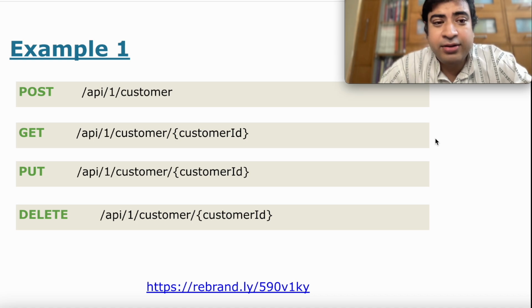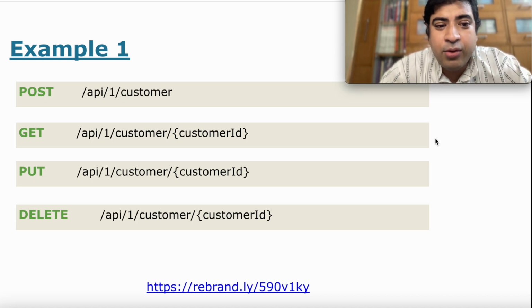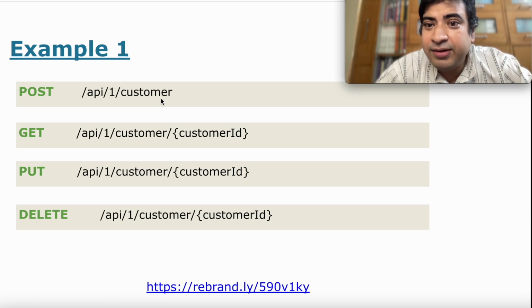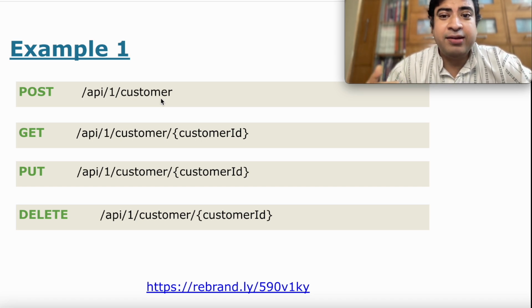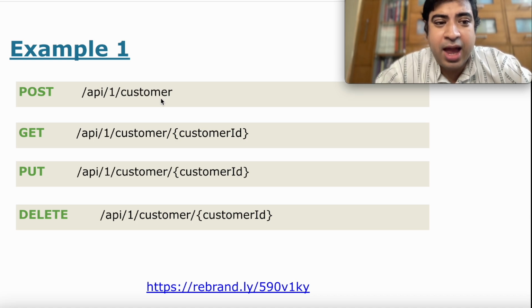Okay, so let us see some quick example. Like here is a quick example of how we can add a customer, we can retrieve a specific customer, or we can update the customer, or we can delete the customer. Again, as you can see, the URL represents the noun, or basically the resource, which you can think of as the master table in the database, and the verb is actually indicating what action we are taking on the resource.